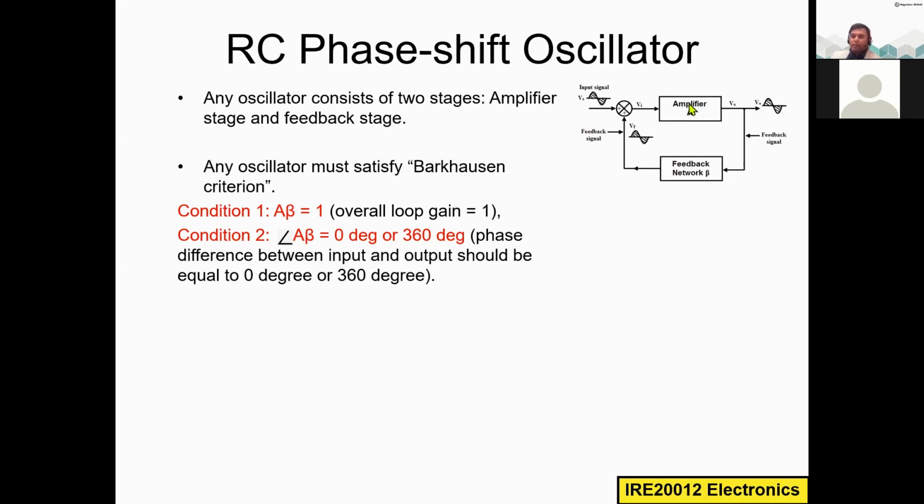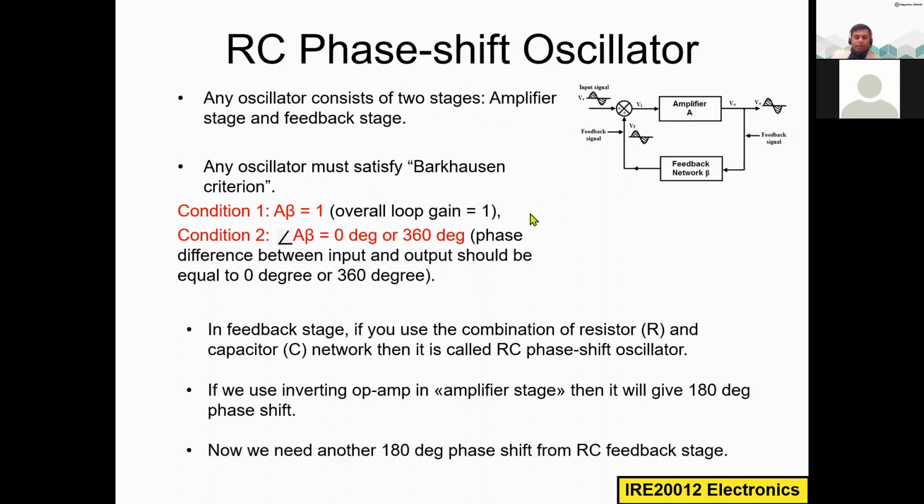What we want here is amplification, and we know an operational amplifier can be used for amplification. So we will use the operational amplifier in our circuit design. This is the feedback stage. If you use a combination of resistors and capacitors in the feedback stage, then this circuit is called an RC phase shift oscillator.